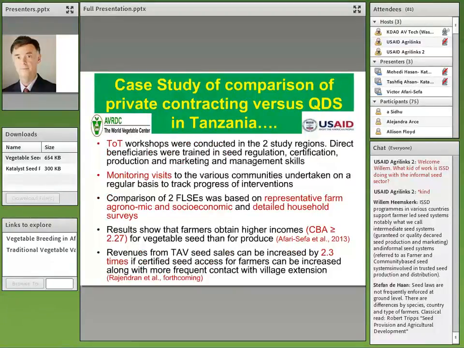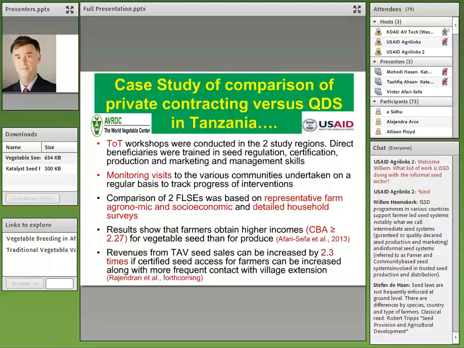And then, of course, we organized training of trainers workshops. We took monitoring visits, and then we tried to compare the two farmer-led seed enterprises based on representative farms and also, later on, detailed household surveys. Now, the interesting thing is that we found that farmers get more money from producing seed than from producing vegetables themselves. Actually, the benefit cost ratio was about 2.27 for the contract seed model, but interestingly, very high for the quality declared seed simply because they use much more low input systems compared to the private seed company model.